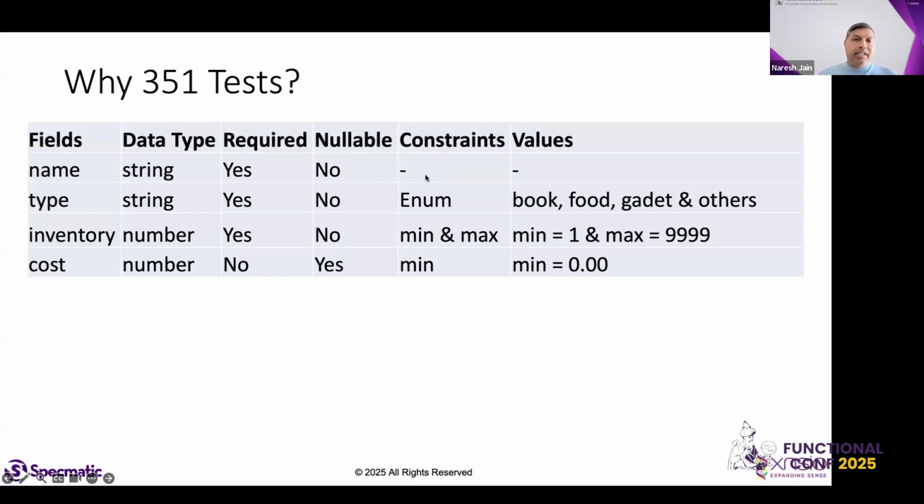Obviously, name didn't have any other constraint, but type had an enum, which was of book, food, gadget, and others. And inventory had a min and max of 1 and 999, and cost had a min of 0.00, right? So these were all the constraints. Now, based on this, how did we come up with the numbers?